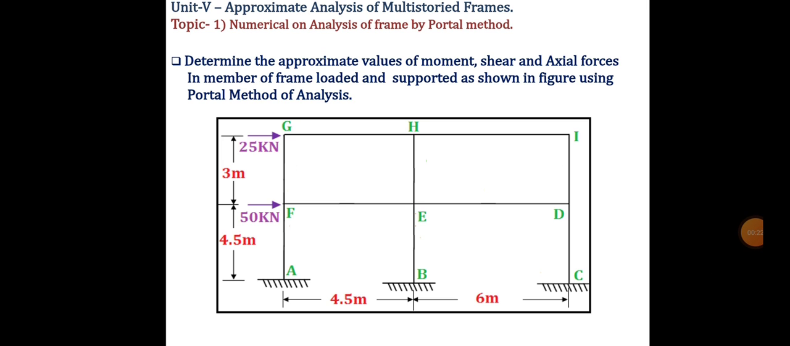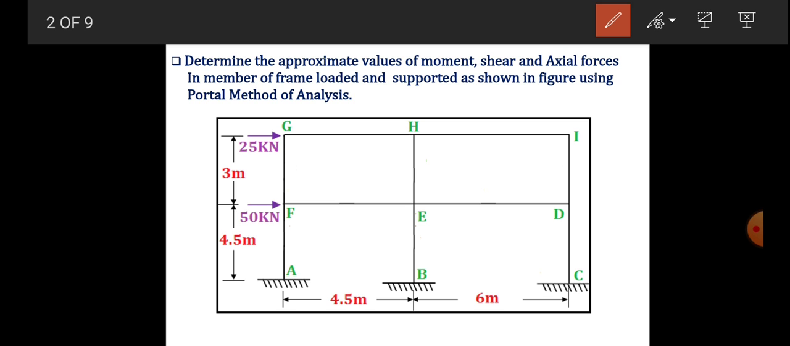The numerical statement is as follows. Determine the approximate value of moment, shear, and axial forces in the members of a frame loaded and supported as shown in the figure using Portal method of analysis. So here some loads are acting on the frame. One is 50 kilonewton at the first floor, and second is 25 kilonewton at the second floor level.